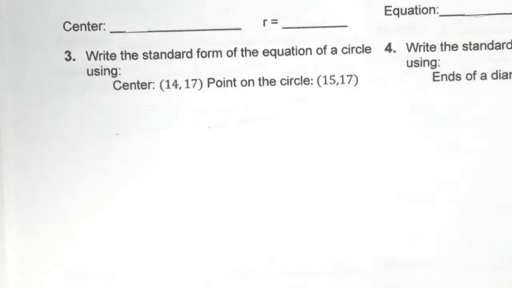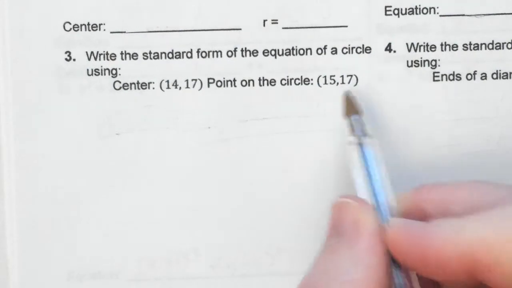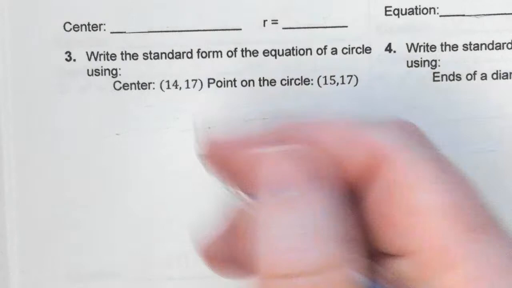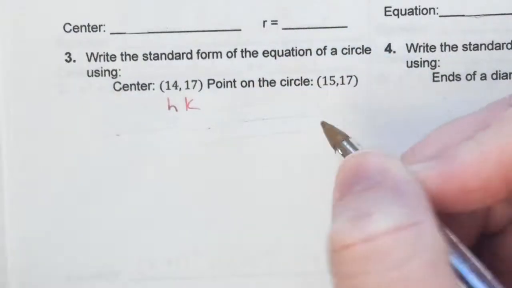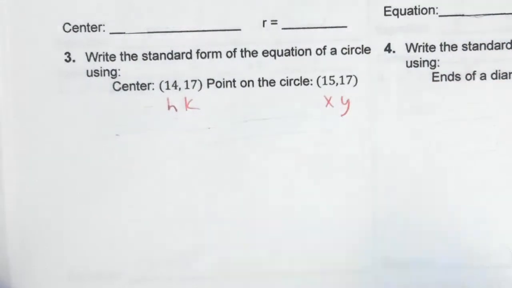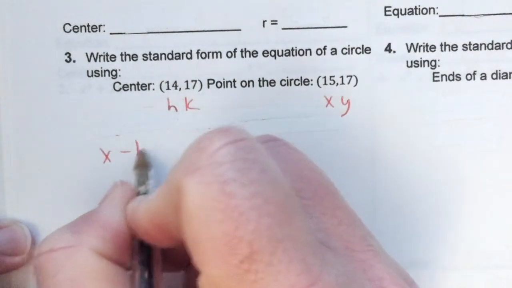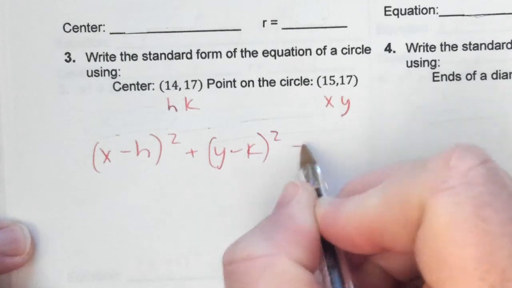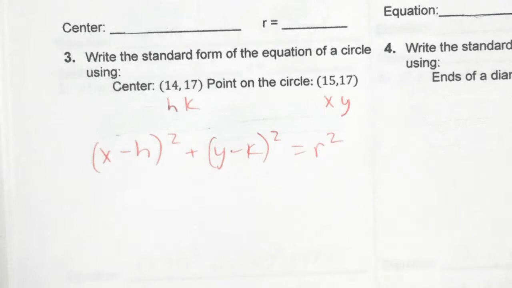On number 3, if we have the center and another point, that one you guys know how to do, but we're just going to put it all in one video. So this is my h, my k, and this is my x and my y. So what do you do? You write down the equation: x minus h, that quantity squared, plus y minus k, that quantity squared, equals r squared. Plug in what you know. The only thing we're missing is our r.